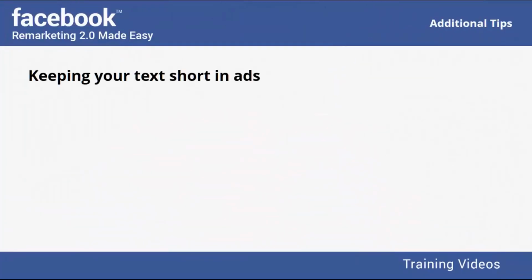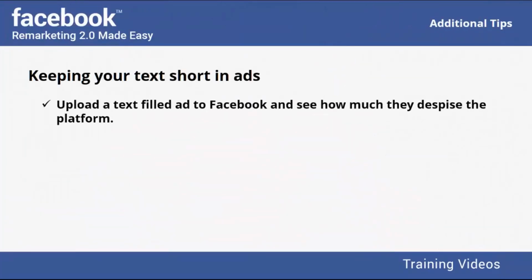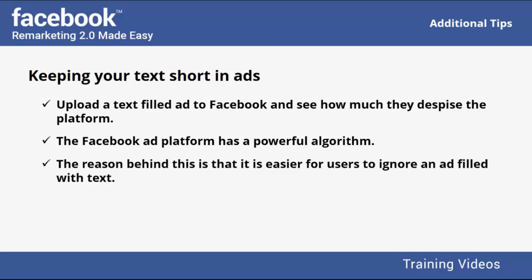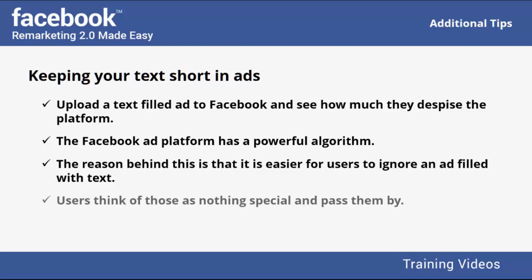Keep your text short in ads. Upload a text-filled ad to Facebook and see how much they despise the platform. The Facebook ad platform has a powerful algorithm that can gauge how good-looking an ad is by checking how much text is in it and whether it is correctly spaced or not. The reason behind this is that it is easier for users to ignore an ad filled with text because that type of ad is already saturating all parts of the internet. Users think of those as nothing special and pass them by. So keep your ad text to the bare minimum and on point.